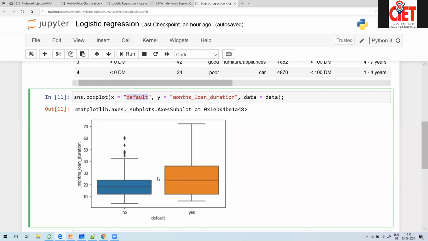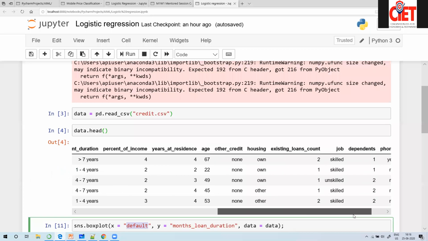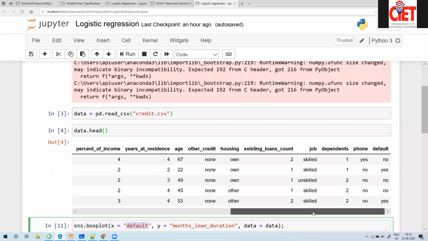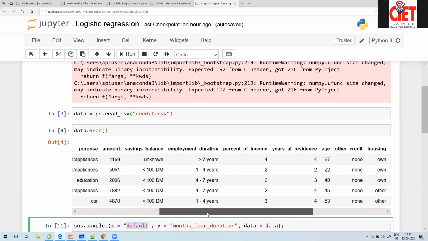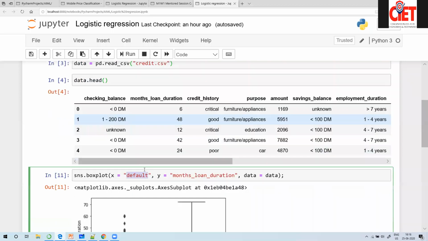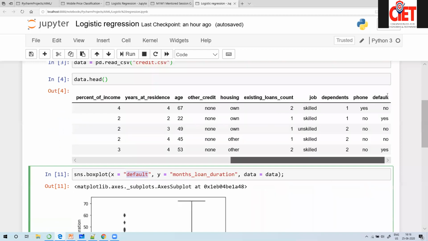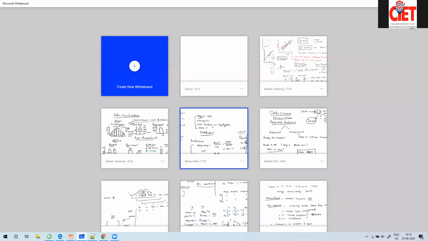Now let's try to understand the relationship between a discrete variable with our target variable. Let's take this for example here. Checking underscore balance. It's a discrete variable, and we are going to compare and see if there is a relationship between default or not. Two discrete variables. So what should be the graph for two discrete variables?